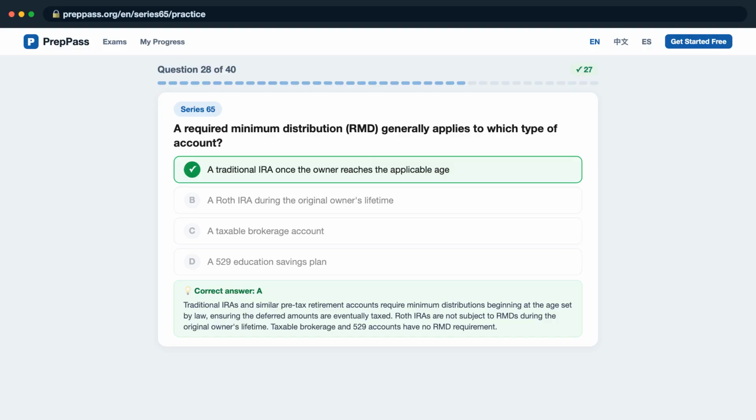Traditional IRAs and similar pre-tax retirement accounts require minimum distributions beginning at the age set by law, ensuring the deferred amounts are eventually taxed. Roth IRAs are not subject to RMDs during the original owner's lifetime. Taxable brokerage and 529 accounts have no RMD requirement.